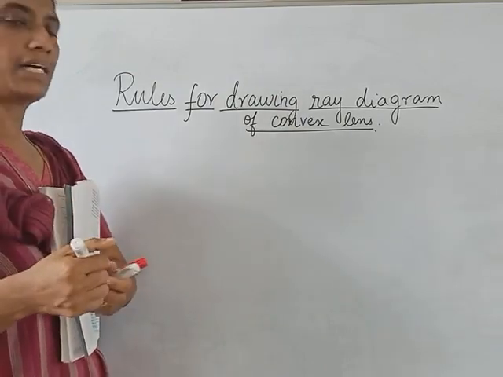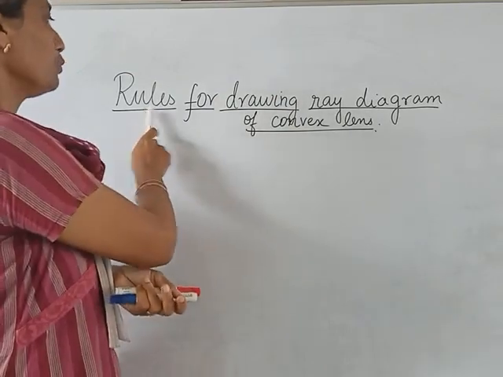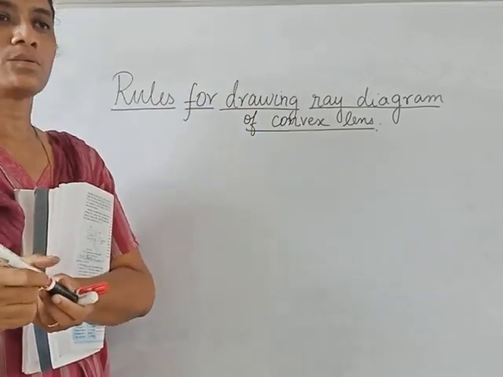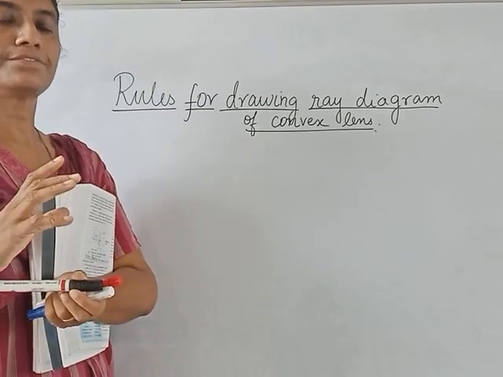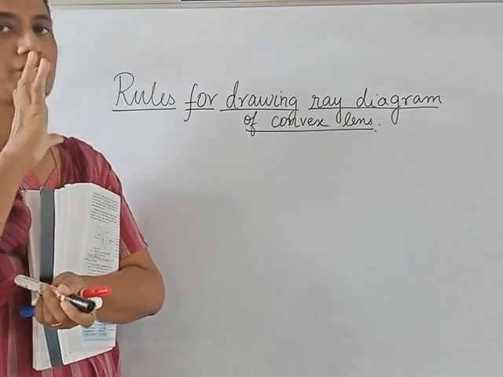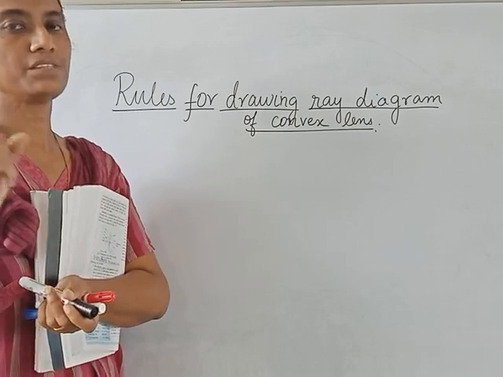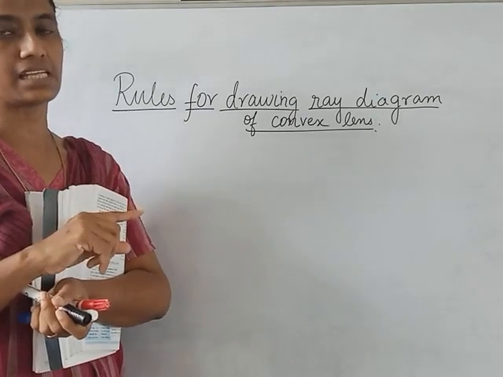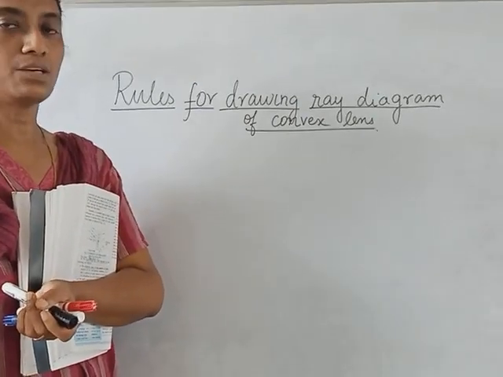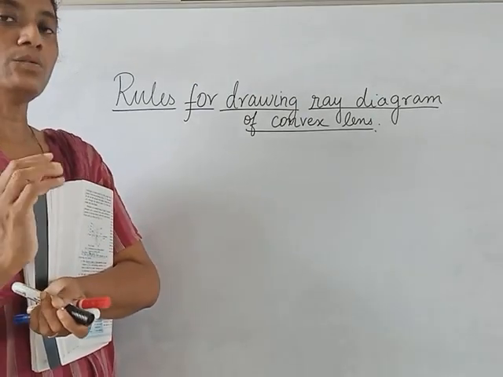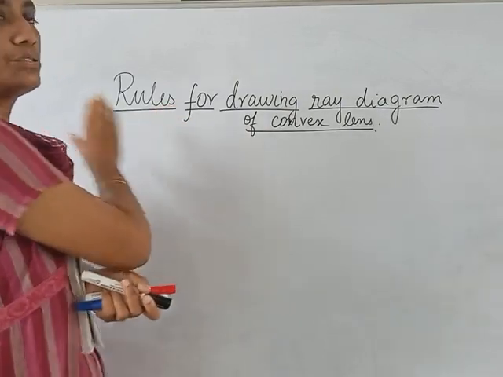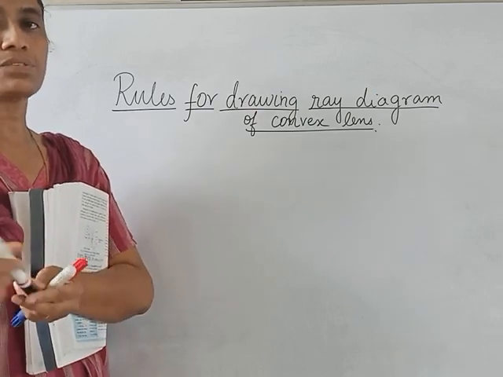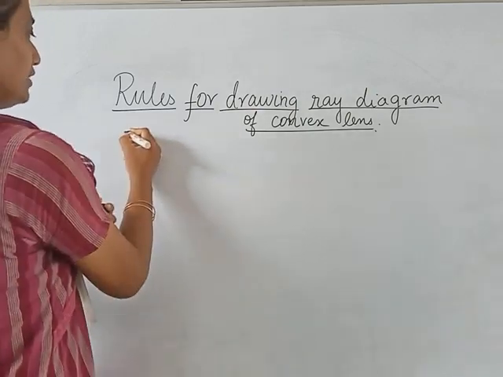Now we go to the B part of this chapter, rules for drawing ray diagrams of a convex lens. Like last year, for a concave mirror we used to have 6 diagrams and for a convex mirror we used to have 1 diagram. Here it is the opposite. For a convex lens we have 6 cases and for a concave lens we have 1 diagram. To draw those diagrams we need to use some rules or principles, so that we are going to see now. Follow carefully.